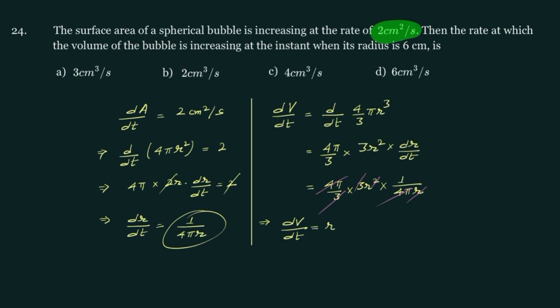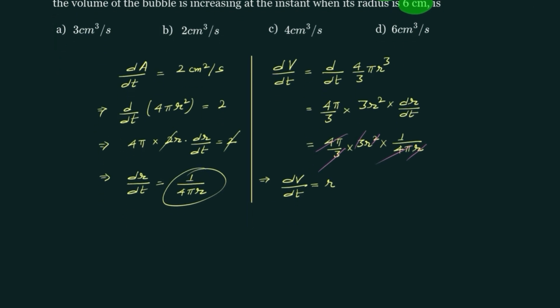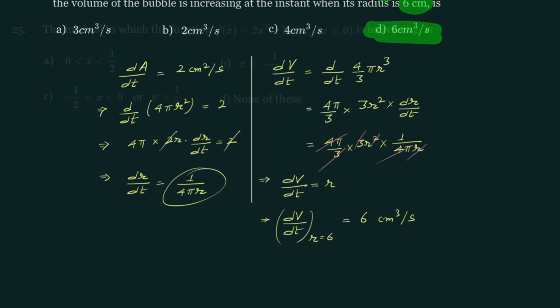But the question is asking to find the rate of change of volume when the radius is 6 centimeter. That means we need to find the value of dv over dt when the value of r is 6 centimeter. So it will be 6 centimeter cube per second. Why centimeter cube? Because the unit of the volume is centimeter cube. Okay, that means my correct option is option number D.